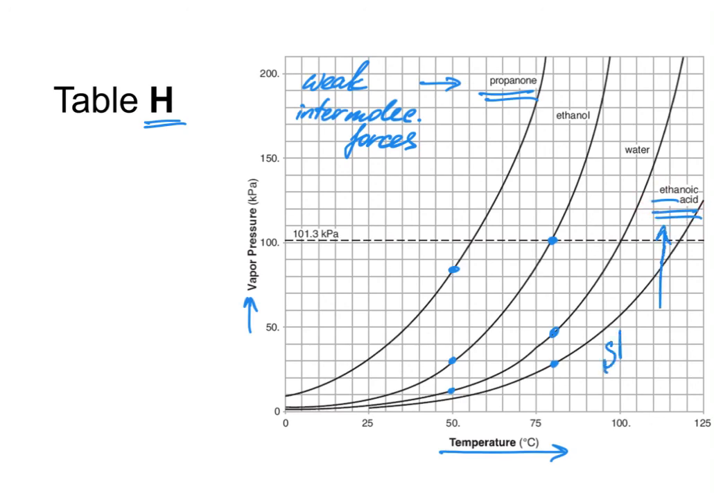Ethanoic acid has the lowest vapor pressure at any temperature, which means that its molecules in the liquid are holding on to each other pretty strongly, preventing evaporation. Some molecules will still be able to evaporate, but not as many as in propanol, ethanol, or water. The lower number of molecules in vapor will produce a lower value of vapor pressure.